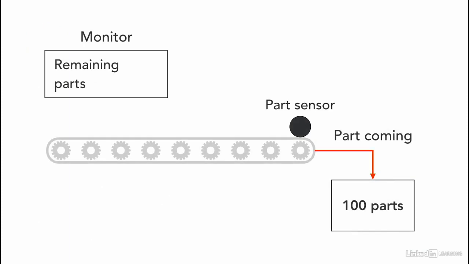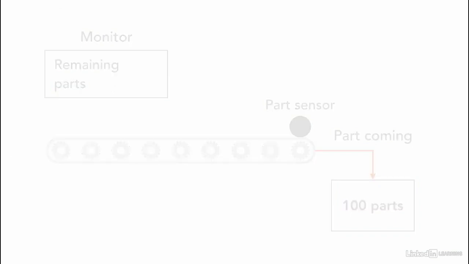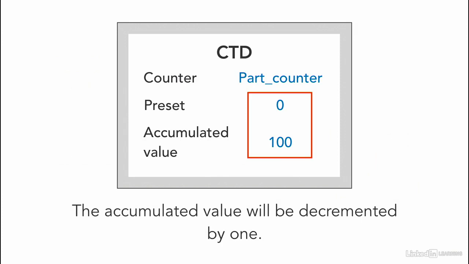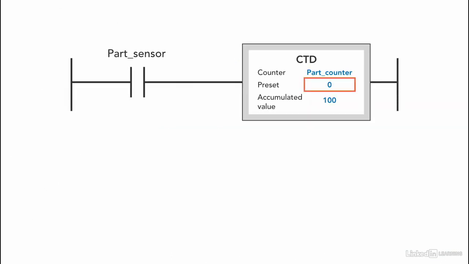For example, when counting a batch of 100 parts, each time a part is made, the remaining total is displayed on an operator interface so that the operator can see how many parts are still needed to be manufactured. So for every part that is manufactured, the remaining total is displayed. For the counter, the accumulated value will be programmed with a value of 100, the total number of parts, whereas the preset value will be 0. In this case, the accumulated value will be set to 100 and the preset value will be 0.